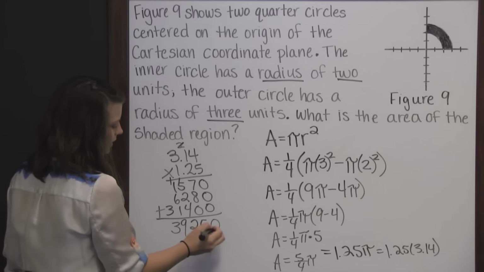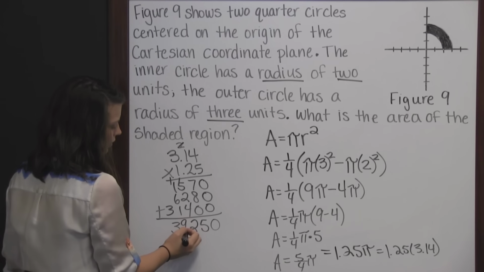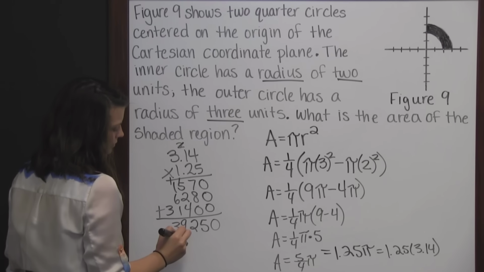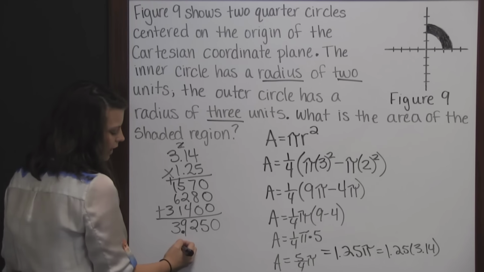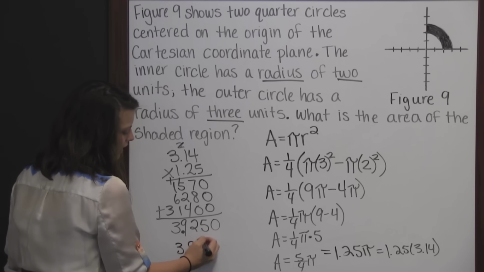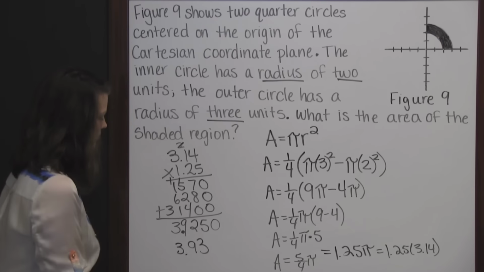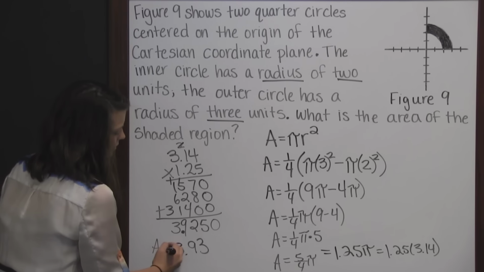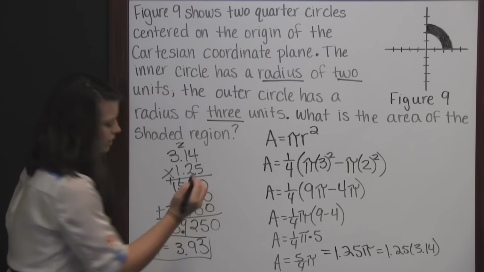And then we have 4 numbers behind the decimal. 1, 2, 3, 4 numbers behind the decimal. And then we could round this to 3.93, which would be the area of just the shaded region.